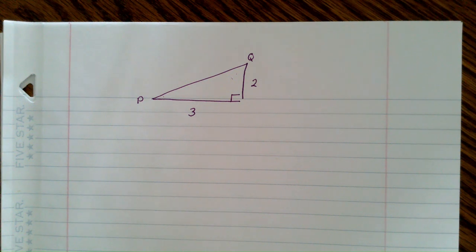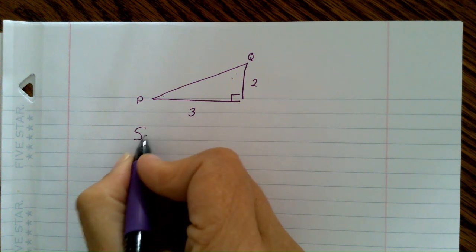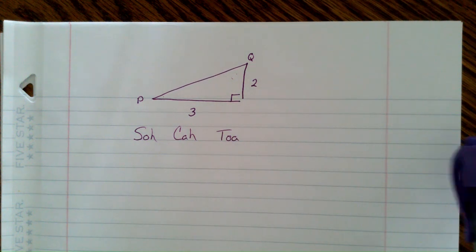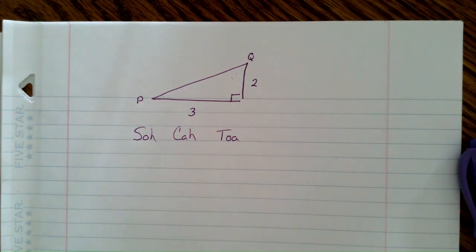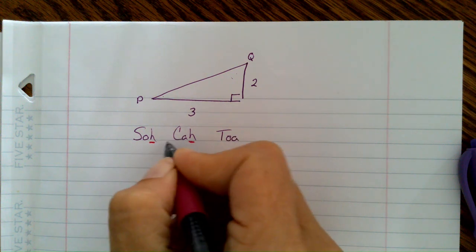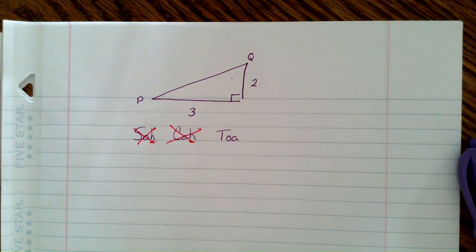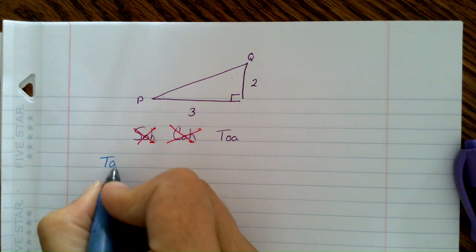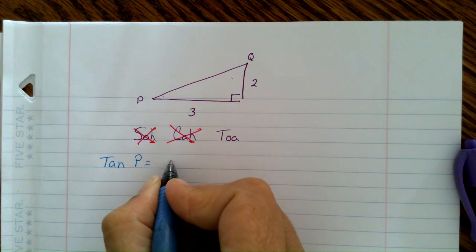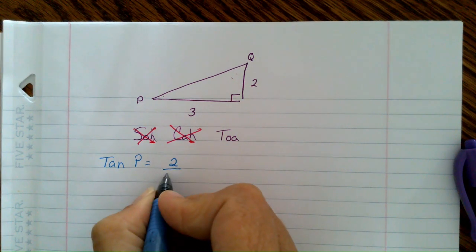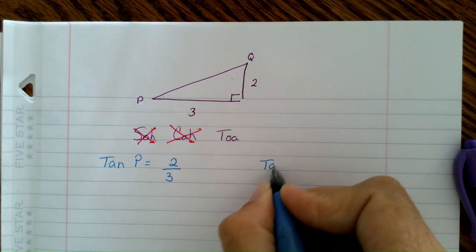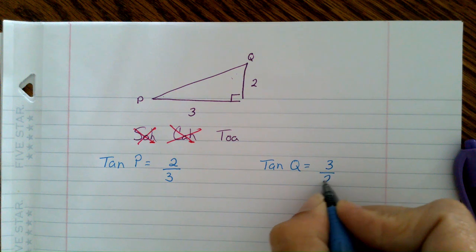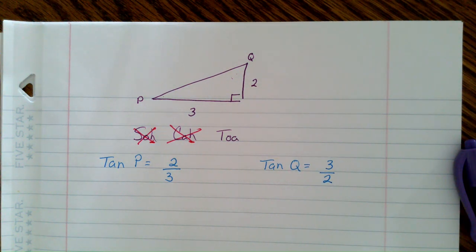What don't we have? We do not have the hypotenuse. So we don't have the hypotenuse. Bye-bye. So that leaves us with tangent. So the tangent of P will equal the opposite, which is 2, over the adjacent, which is 3. The tangent of Q will equal the opposite, which is 3, over the adjacent, which is 2. So opposite and adjacent flip-flopped.